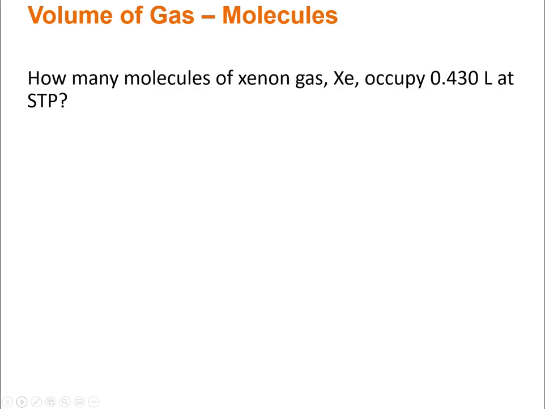What we're going to do now is a couple of examples of the two-step conversions that we were doing last class, only we're going to focus on gases. So in this problem, we have to figure out how many molecules of xenon gas occupy 0.43 liters at STP.